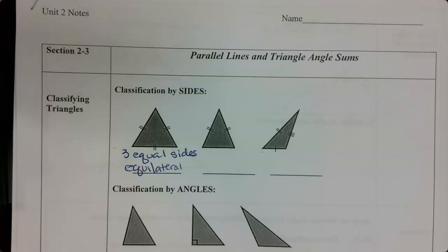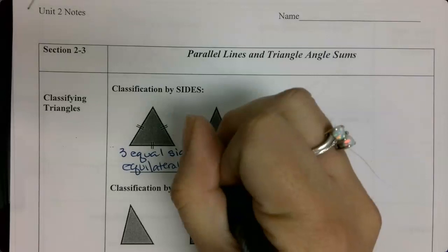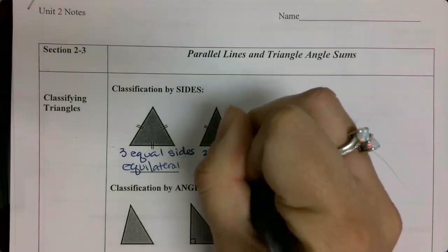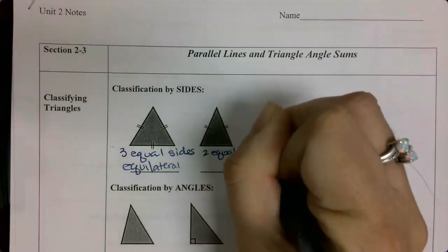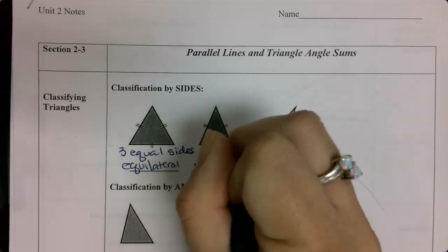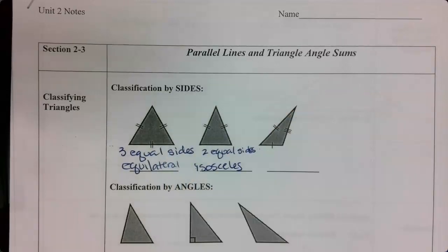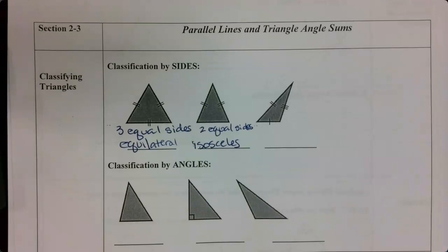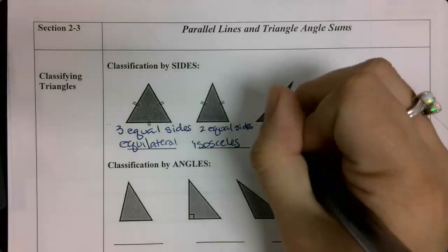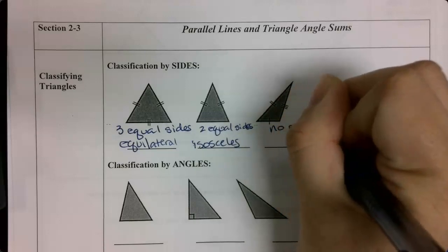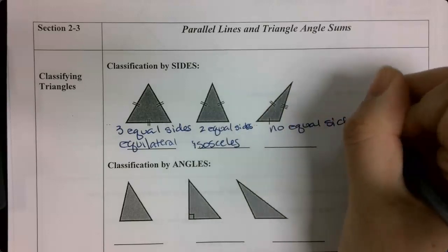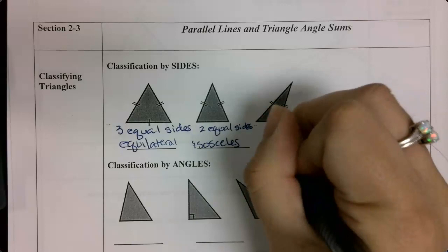Okay, the next one has 2 equal sides. This one is called isosceles. And the last one has no equal sides. This one is scalene.